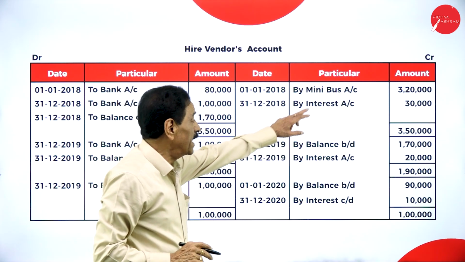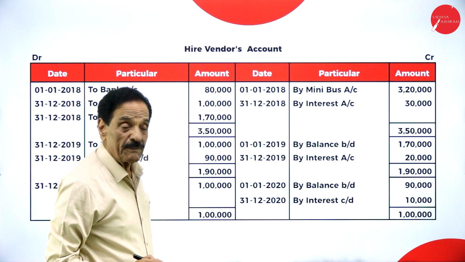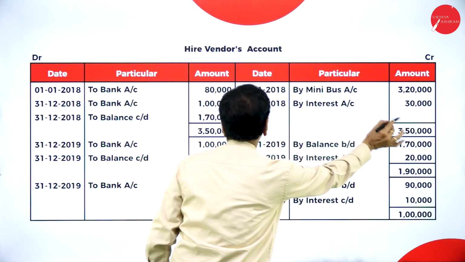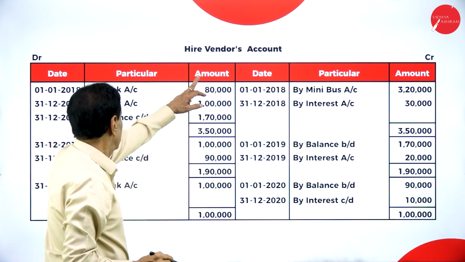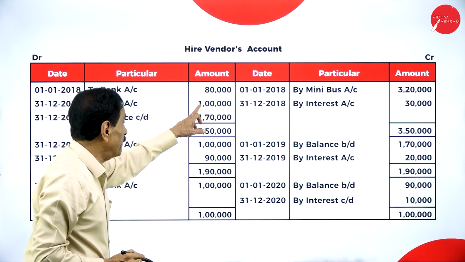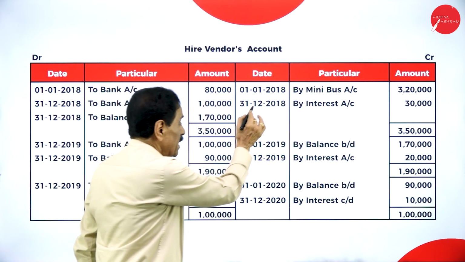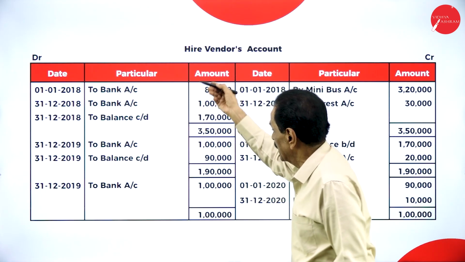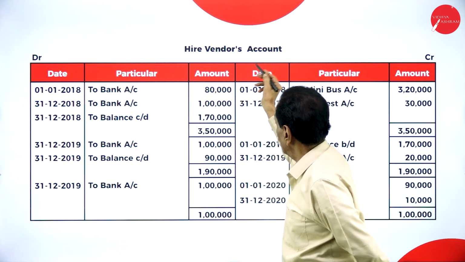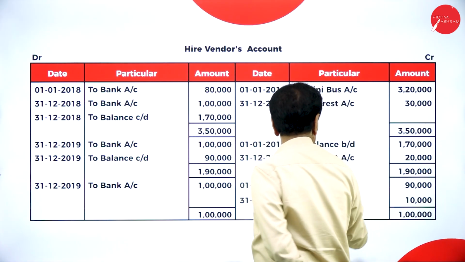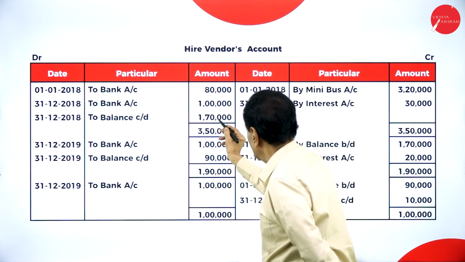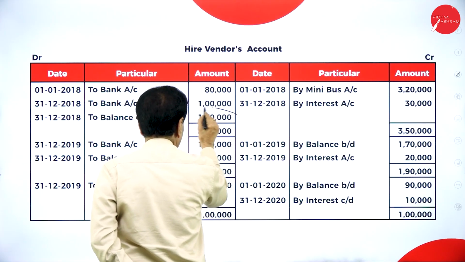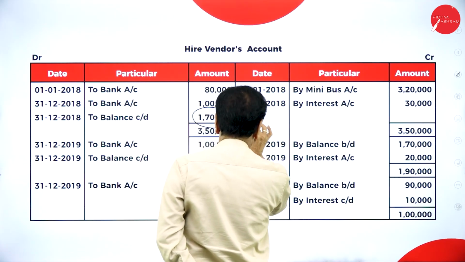We are preparing the hire vendor account. What's the journal entry? Asset account debit to hire vendor account. Minibus account debit to hire vendor account. He pays the down payment. Hire vendor account debit to bank account. Interest of this year. Interest account debit to hire vendor account. Then first installment. Hire vendor account debit to bank account. Totally 3,50,000. How much carried down? 1,70,000. Brought down to this.